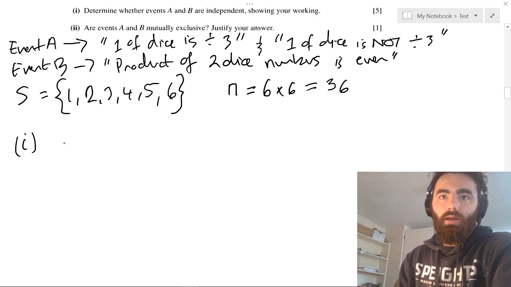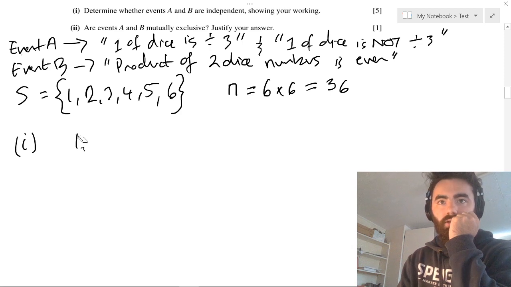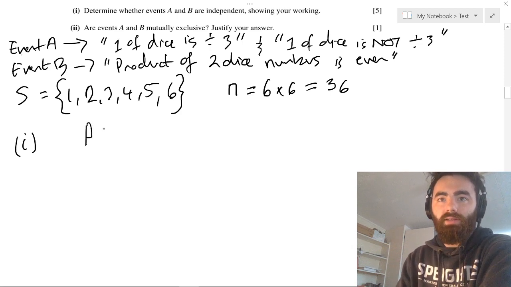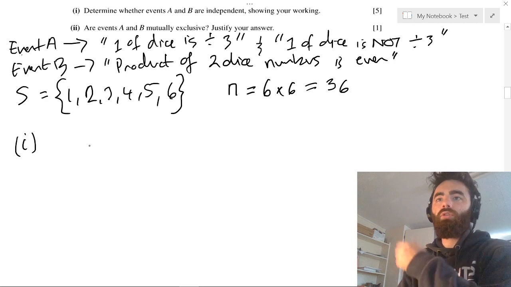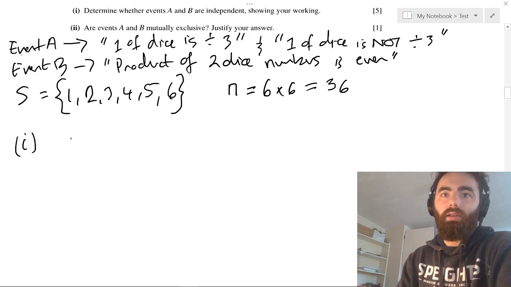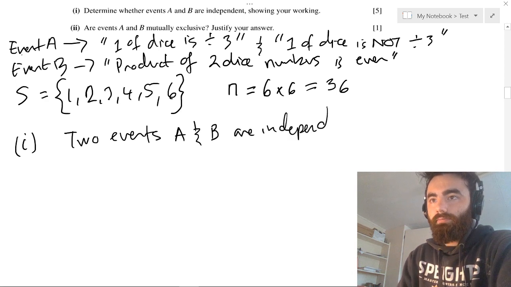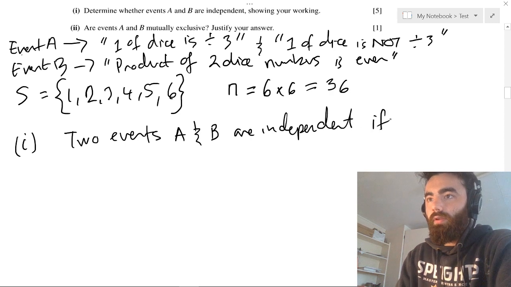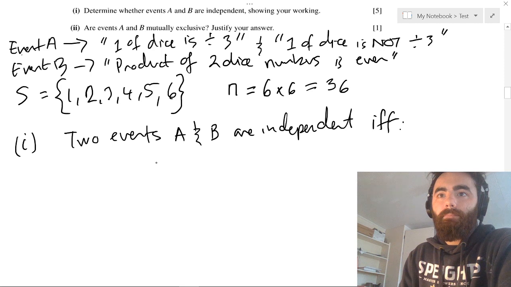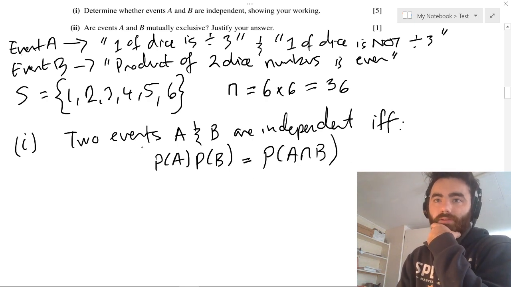Right. Well, I wrote this down before, so let's just do it like this. With a lot of the stuff I say here, you can look it up and it will make sense. I'm not going to go through the justification of some of the equations I bring up. For example, two events A and B are independent if and only if the probability of A times the probability of B equals the probability of A and B occurring. So that's what you've got to prove.